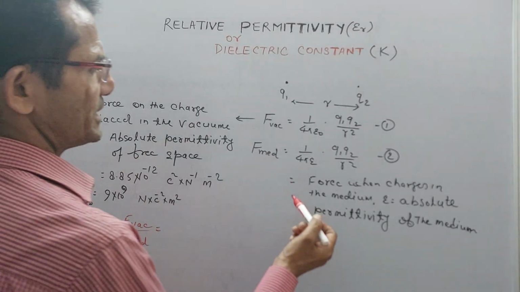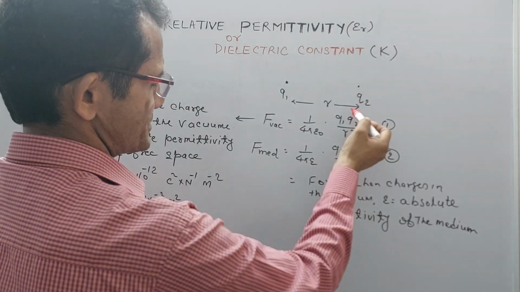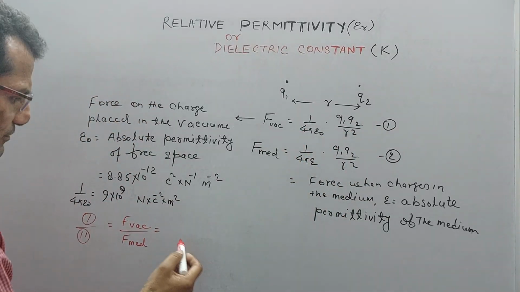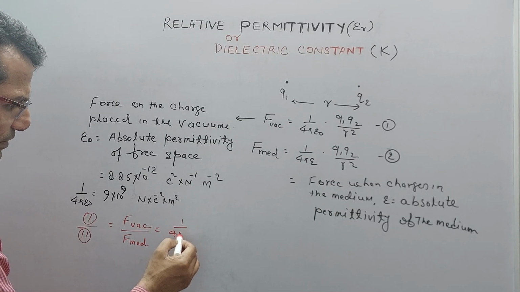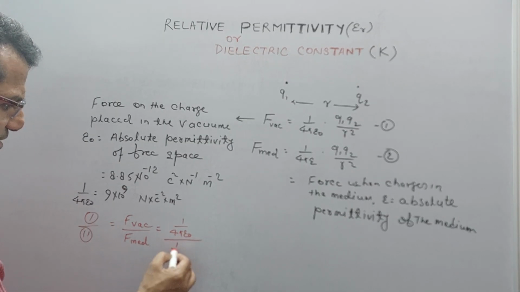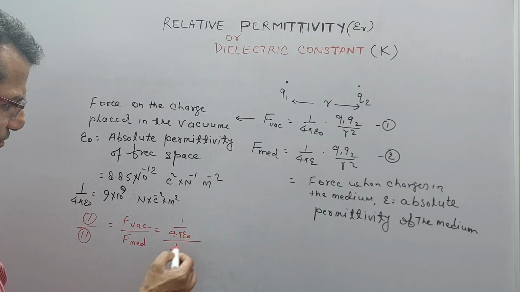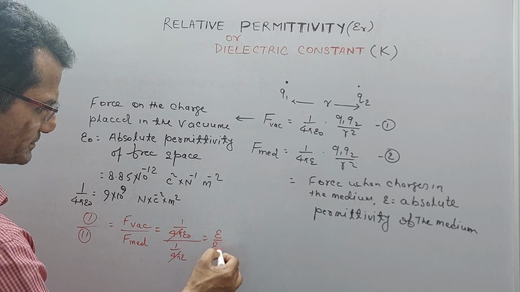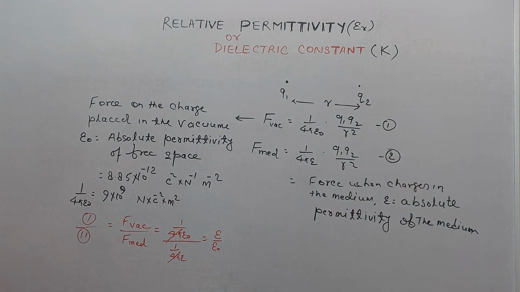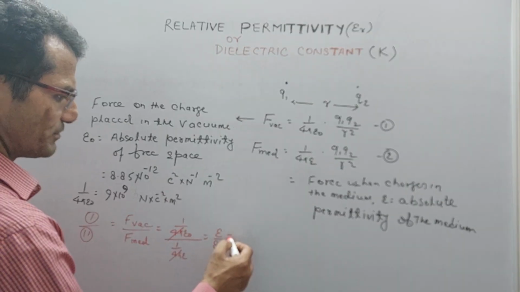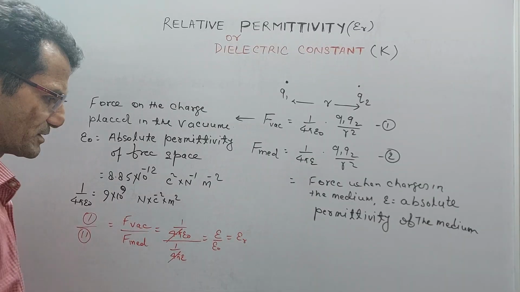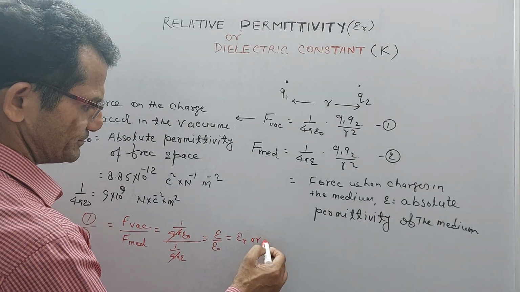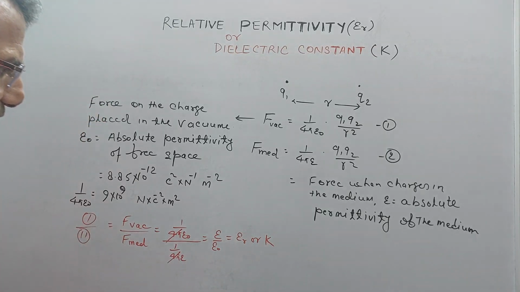Now if I take the ratio between them, these terms cancel, and what remains is this by this. So 1 upon 4 pi epsilon naught, what comes out? 1 upon 4 pi epsilon divided by 1 upon 4 pi epsilon naught. If you simplify this, the value comes out epsilon upon epsilon naught. So epsilon upon epsilon naught is known as the relative permittivity of the medium, epsilon r, with respect to vacuum or air. It is also called the dielectric constant, capital K. So dielectric constant capital K.